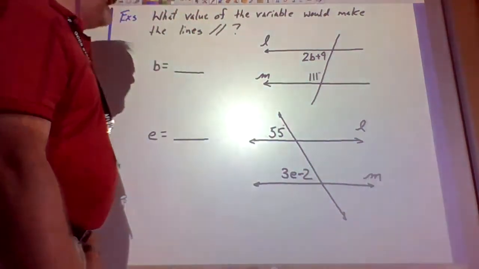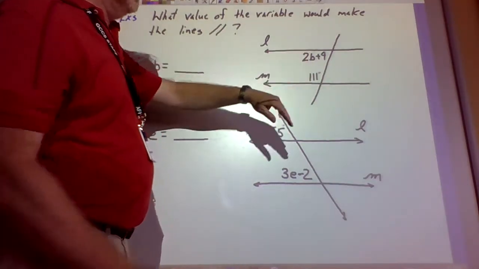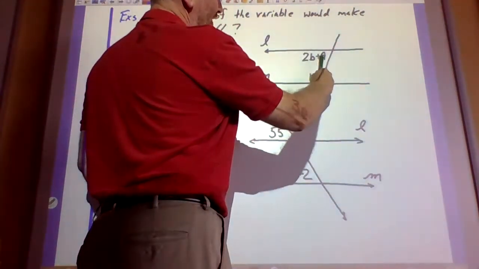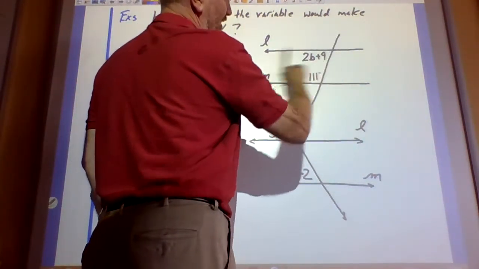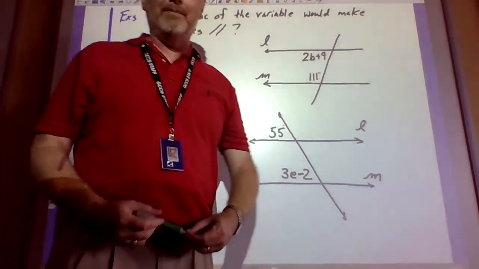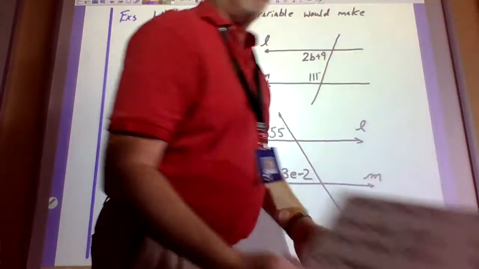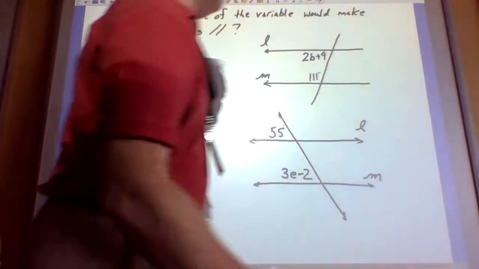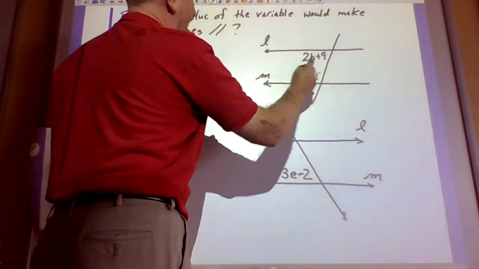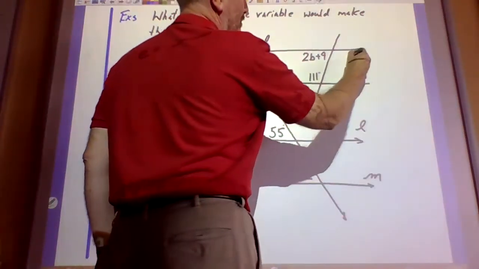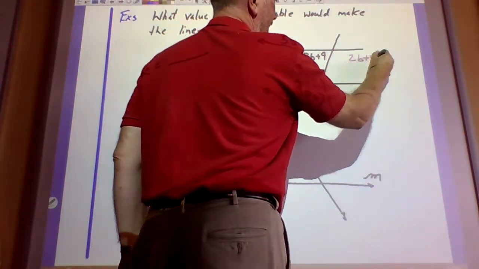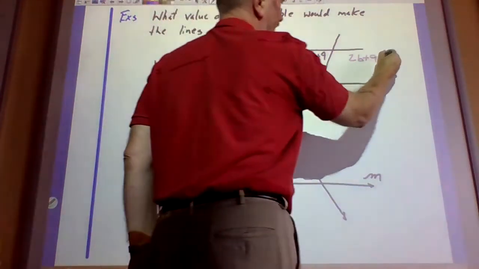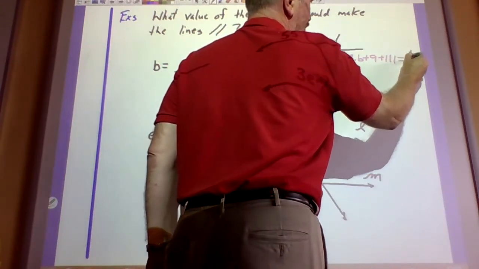So let's take a look at what we got. So I'm looking at 2b plus 9 and 111. They're both on the inside, so both interior, and they're on the same side of the transversal. They're both on the left-hand side. So that's definitely a straight up same side interior, which you all know by now is the odd one that needs to add up to 180. So that's exactly what I'm going to do. I'm going to say 2b plus 9 plus 111 should add up to 180.